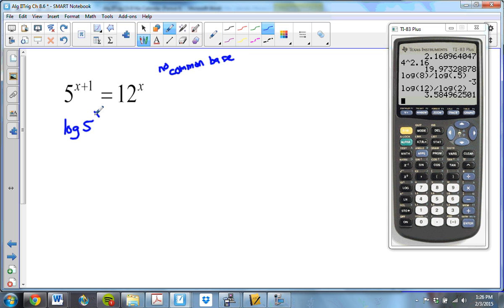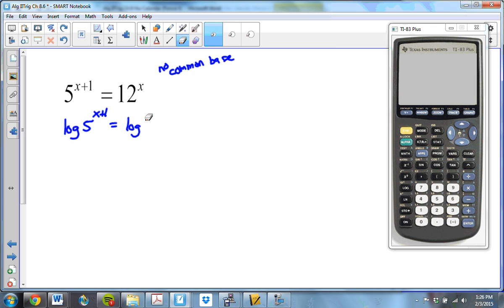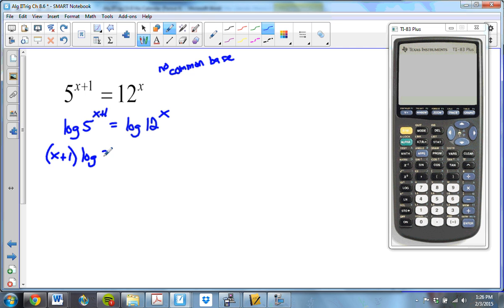The log of 5 to the x plus 1 equals the log of 12 to the x. I can pull these exponents out in front. When the x plus 1 comes out in front, it really needs to be in parentheses, because that's one whole unit, one whole expression, x plus 1.